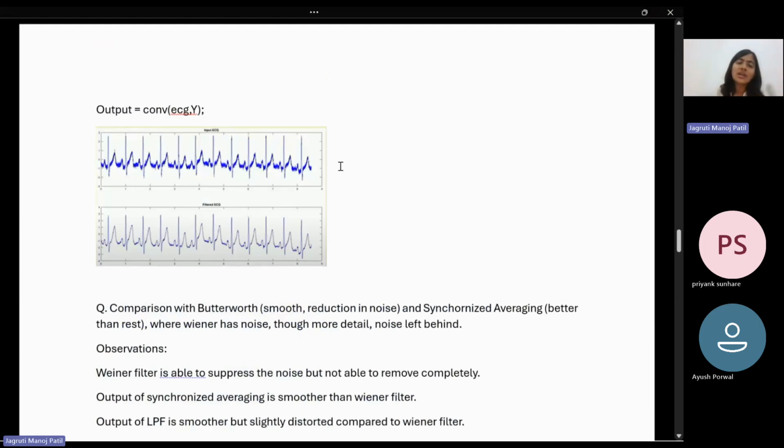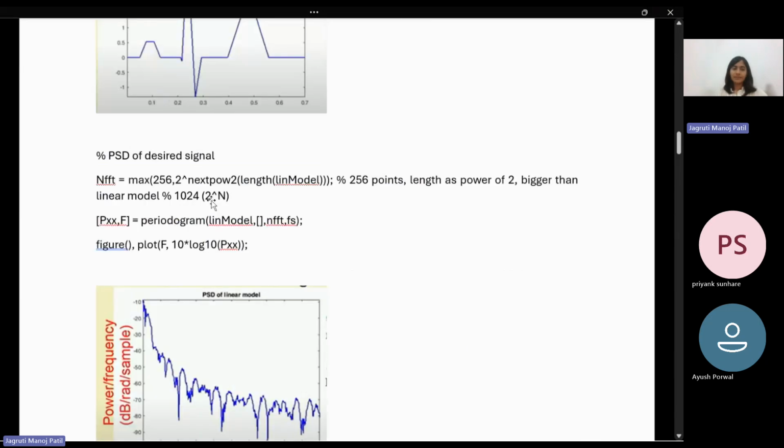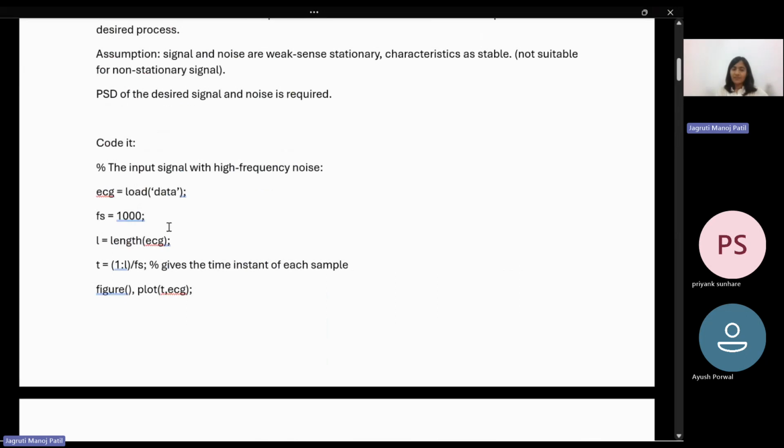So this is how the sample data was looking like. Okay. So this is very high frequency noise you have in here, and again it's varying randomly. You can see that it's not average. You have multiple ECGs going on over each other. Okay. So first what we do is load it and then find the length of the signal.